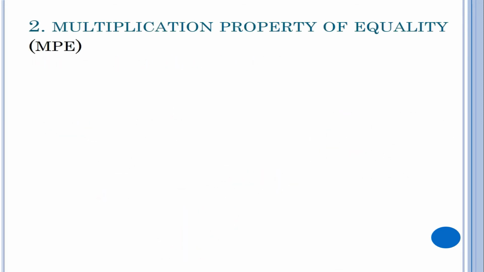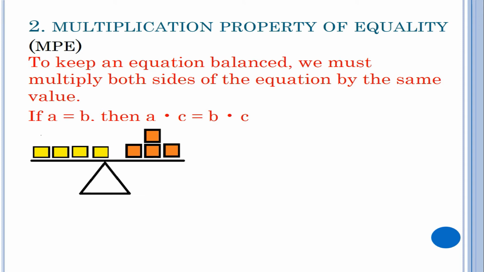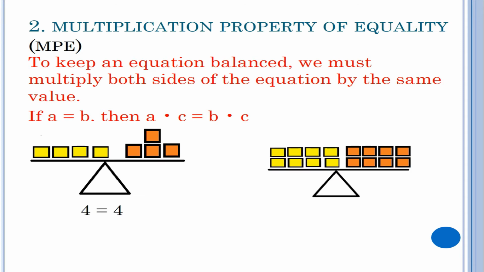This is an example of the multiplication property of equality, or the MPE. To keep an equation balanced, we must multiply both sides of the equation by the same value. If A equals B, then A times C equals B times C. In our example, we have 4 equals 4, and then 4 times 2 equals 4 times 2, which gives us 8 equals 8. We multiplied both sides of the equation by 2.